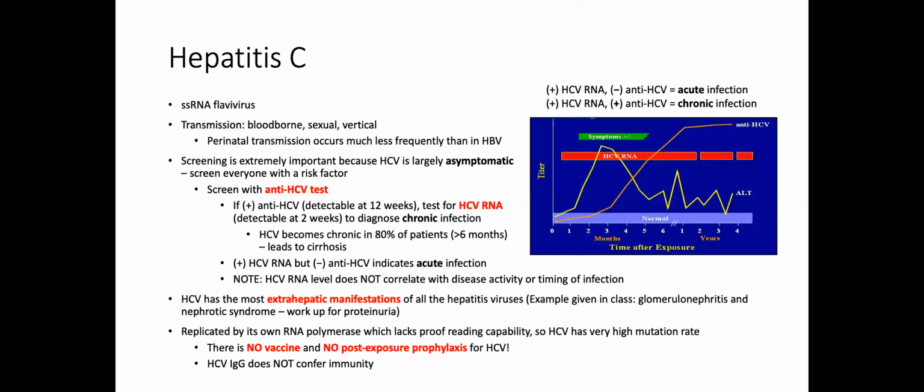Okay, Hep C is going to be a single-strand RNA flavivirus. Transmission is going to be bloodborne, sexual, vertical. Perinatal transmission occurs much less frequently than Hep B. Screening is really important because it's asymptomatic. Screen everyone with a risk factor.